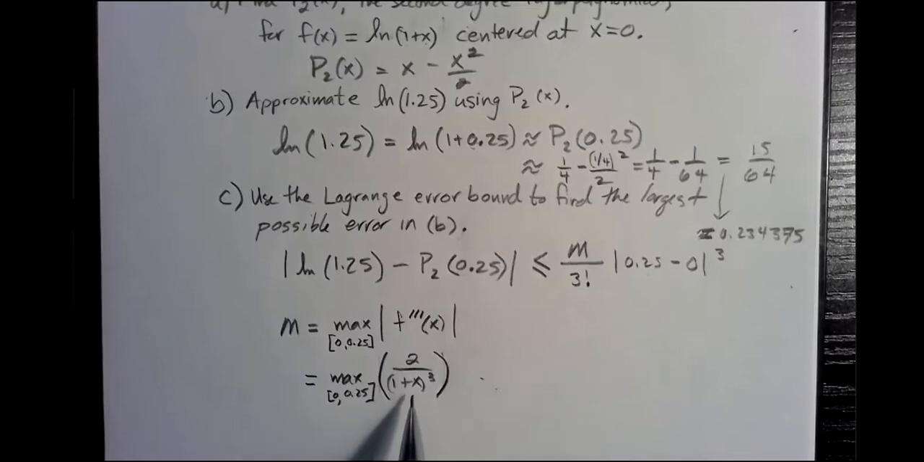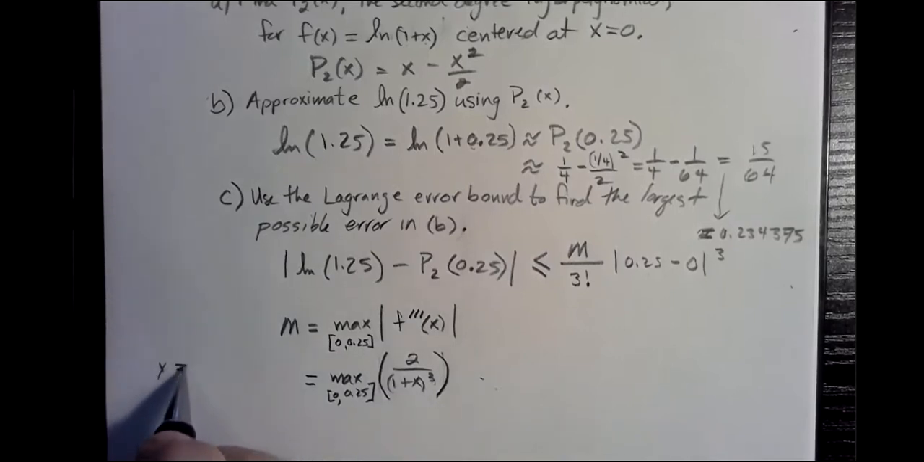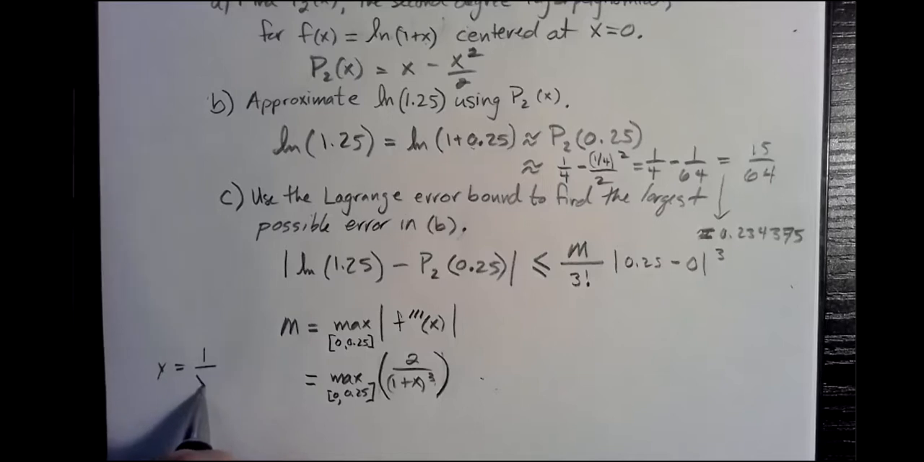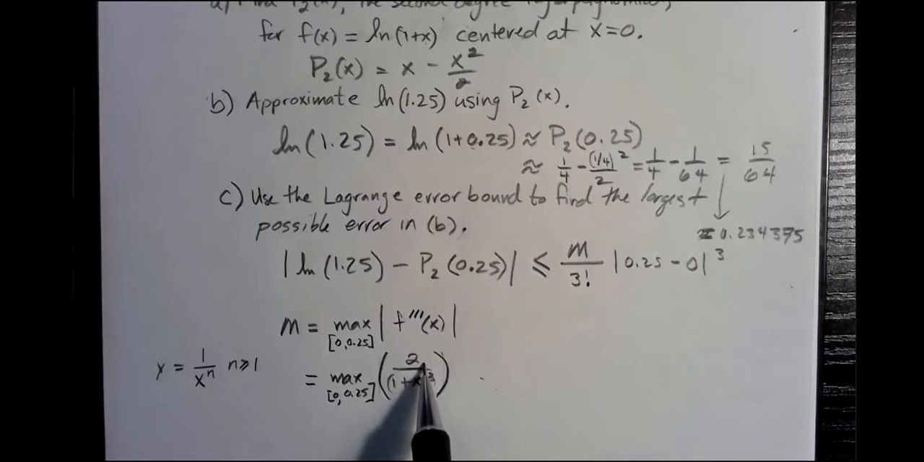We just simply need to recognize that 2 divided by 1 plus x cubed is a transformation of y equals 1 over x to the n for n bigger than or equal to 1, right? N here would be 3 in our situation. And now the 2 multiplying by 2 is just a vertical stretch, and adding the 1 is just a horizontal shift. So that means the general shape of this function is going to be the same as the general shape of this function.